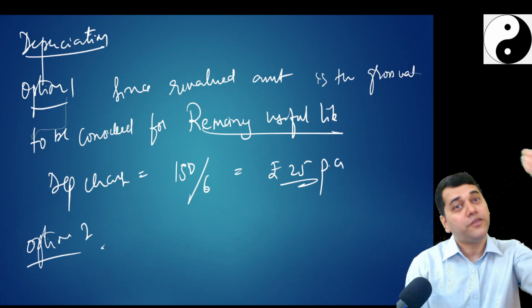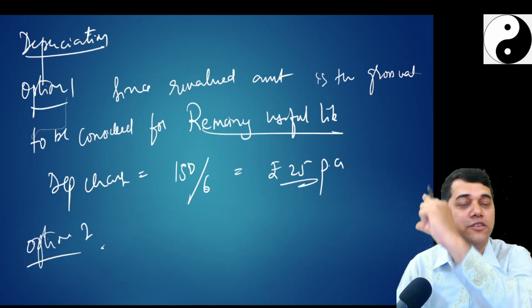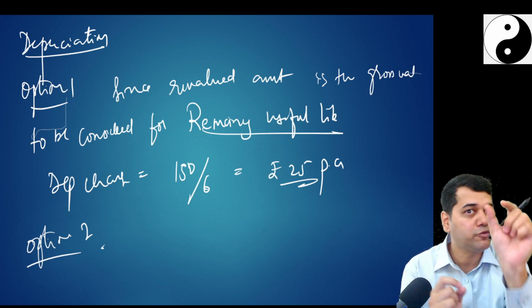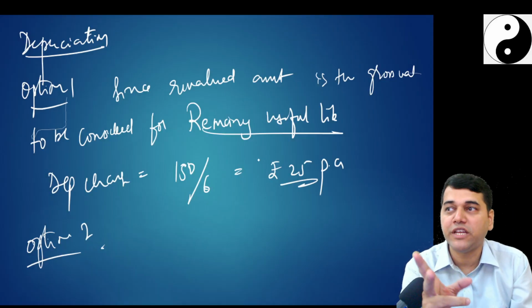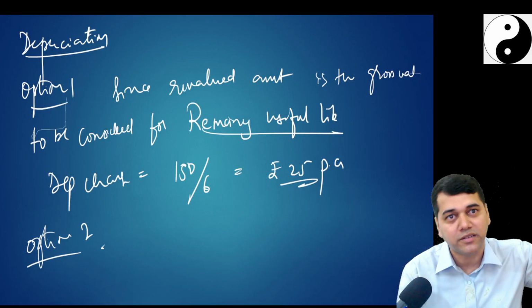Then on top of this, you can tell one more thing. Since you have done the revaluation surplus, you can transfer it to the retained earnings every year, that excess depreciation. What was previous depreciation? 20. What is new depreciation? 25. 5 is that extra. Extra you can charge to the revaluation surplus, meaning transfer to the retained earnings.